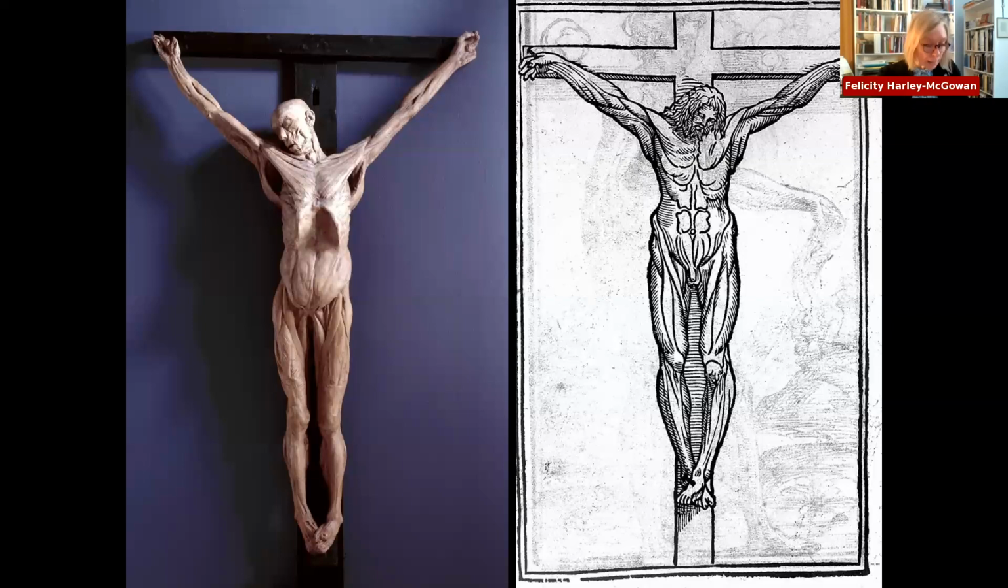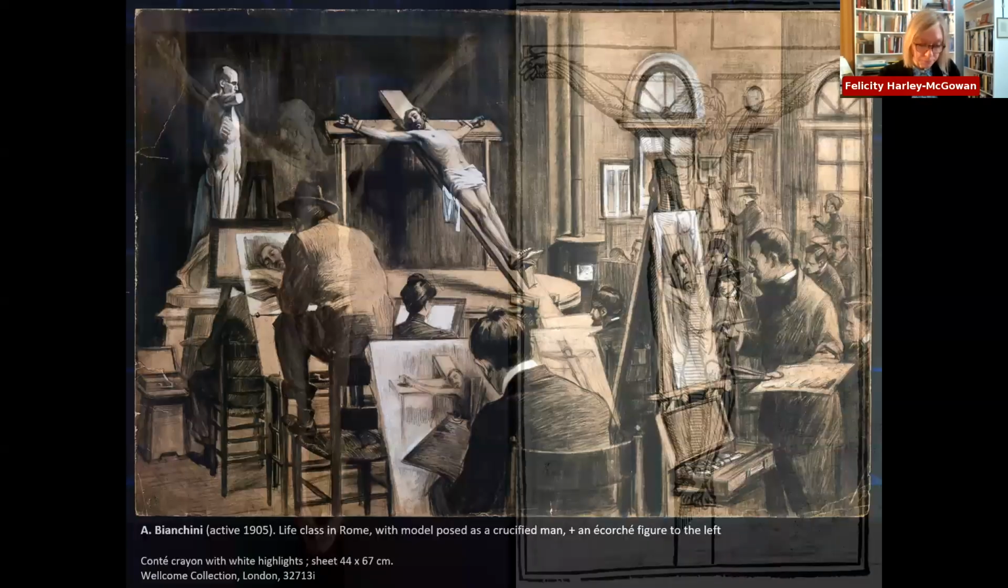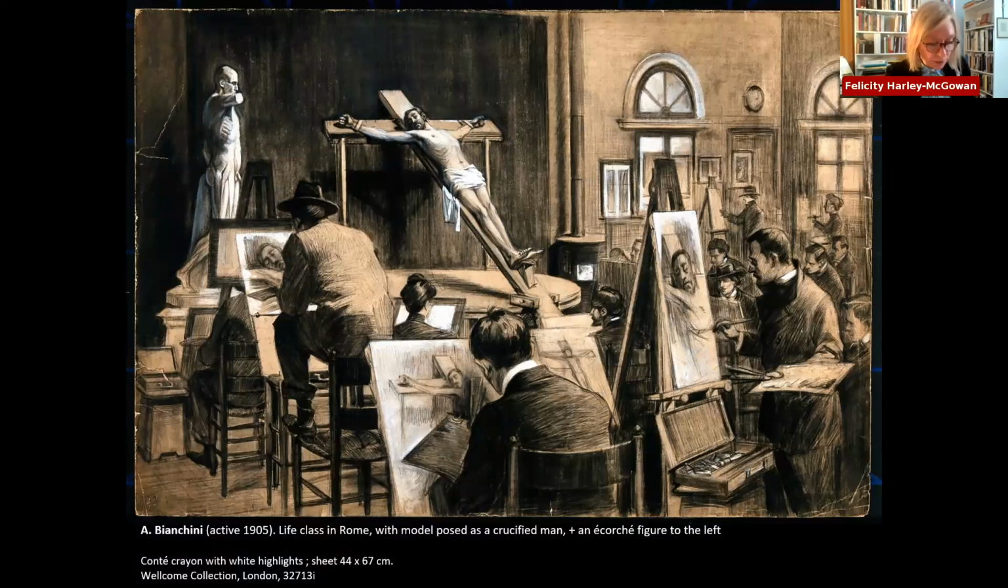A less dramatic way to explore the physical impact of crucifixion was the use of live models. As Antonio Bianchini documents in Rome a century later, and here you'll note that alongside the live model in this class is an écorché figure in the top left-hand corner, reminding us, of course, of the recommendation by the Renaissance theorist Leon Battista Alberti that when painters intend to depict a nude, they should first arrange the muscles and the bones and then depict the overlying skin.